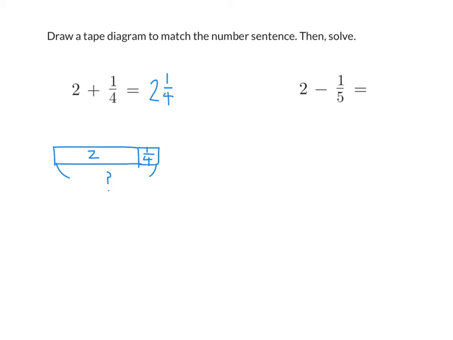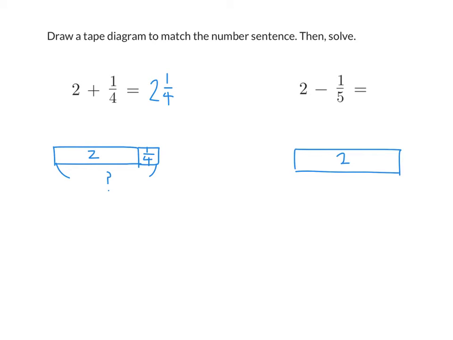Good. Now for our second one, we have 2 minus 1/5. So again, I'm going to start out with 2, but what am I doing this time? I'm taking away 1/5. Hold on. I'm going to redraw it. This part's not 2. This part is 2 minus 1/5. Right? So I'm going to start over.